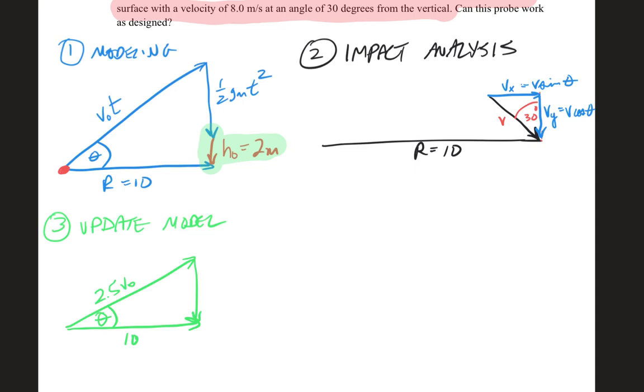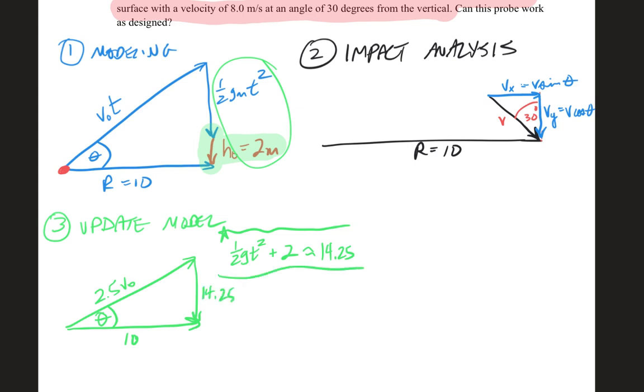And I could actually put a number onto this vertical leg because if we use 1/2 gt squared plus 2, right? So this up here, if you plug and chug all that stuff, is basically just going to give us 14.25. So I have a number here. So now my model is getting really useful. Worst thing that could be wrong with this model now is it should be -2 instead of plus. Okay, we're going to go with plus. And so we have that.